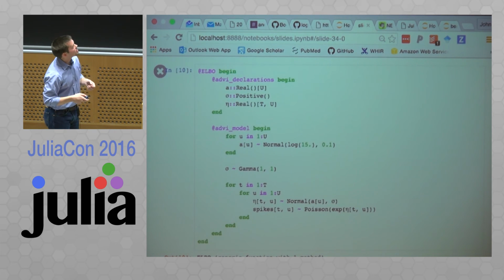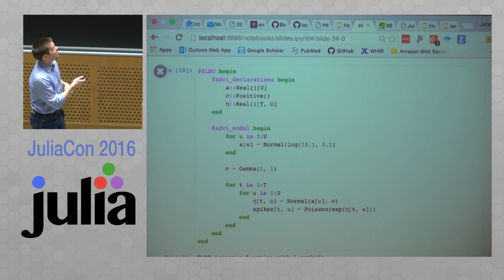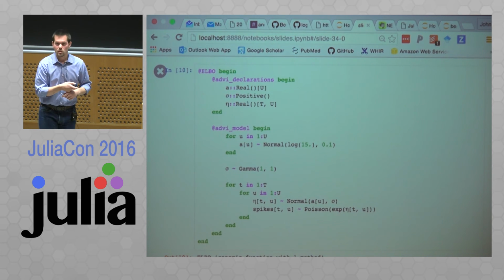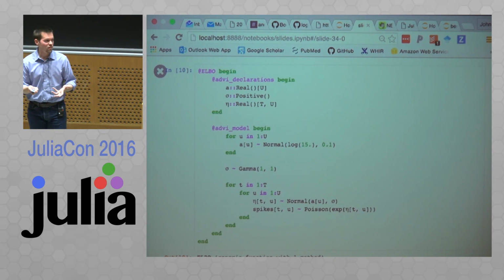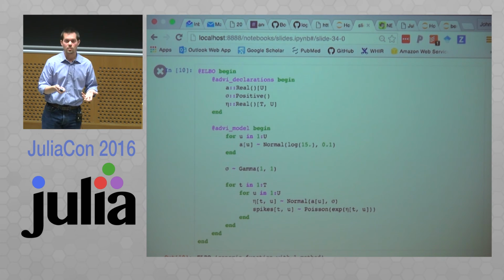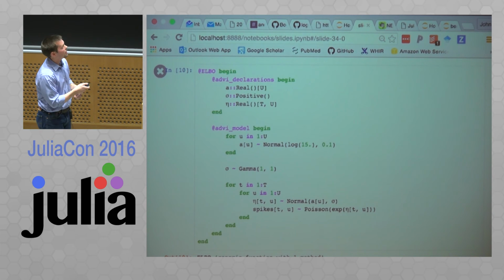So the data for this, I'll show you the data after this. This is how I do the model in ADVI. And those of you who are used to using JAGS and BUGS and Stan, this will look very familiar. I have a macro up here, and I'm going to declare these. A is a real, and there's a vector of U of them. Sigma is a positive. Eta is a real, and it's a T by U array. So I'm really just telling ADVI what type of variable it is. What are the constraints on it? And these can be things like it's a simplex, it's got to sum to 1, and so on.